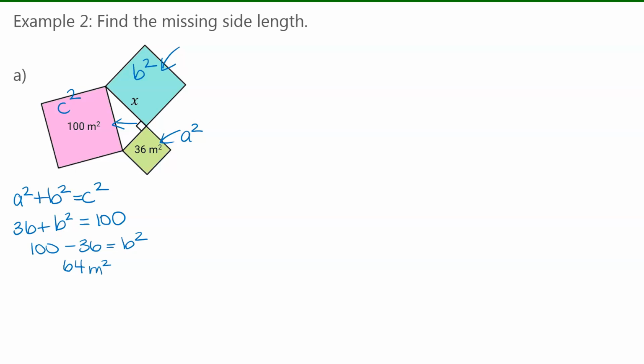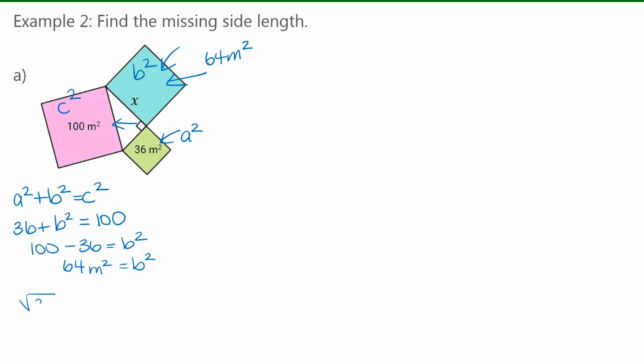So 64 meters squared is equal to b squared. So that's the area of this square right here, 64 meters squared. But remember, this question is not asking us for the area of the square. This question is asking for the side length. They're asking for x.